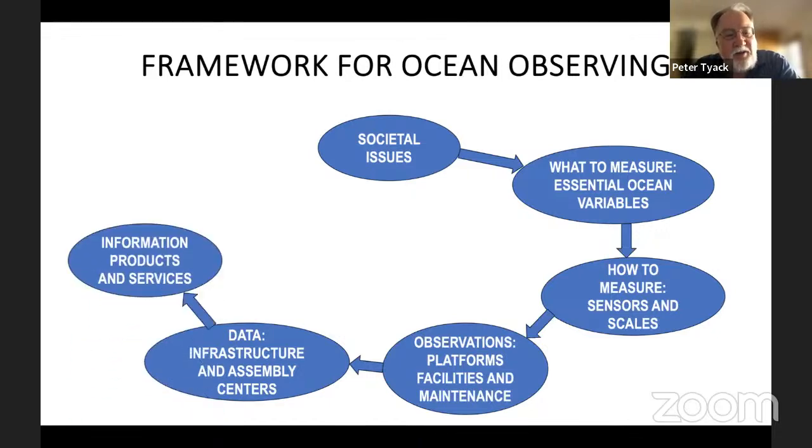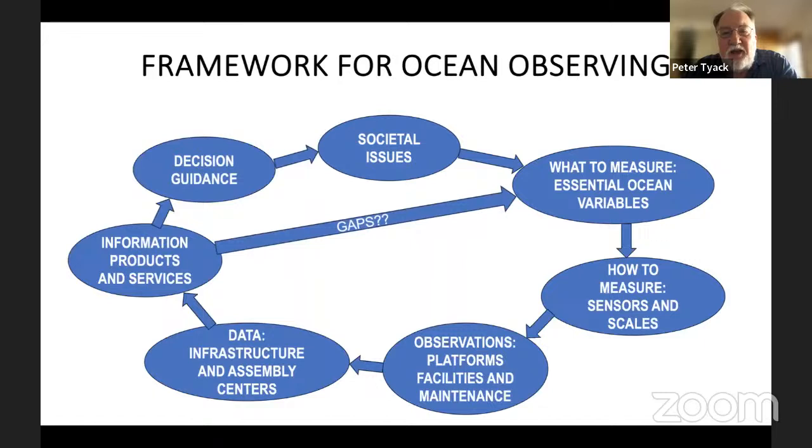Once the data is available, the issue is to develop information products and services that are useful to guide decisions about those societal issues. And the idea is that there's a cycle here: you identify gaps in the information required to make the right decisions, and that may lead to additions for essential ocean variables. And Ocean Sound is actually a late-ish addition, which comes in part from a recognition of gaps.